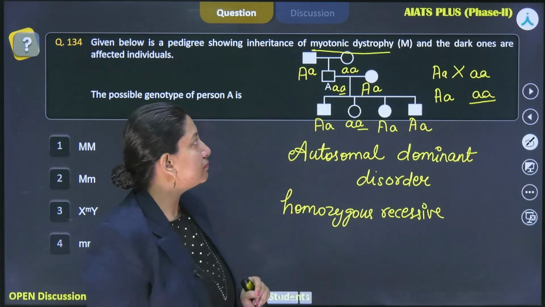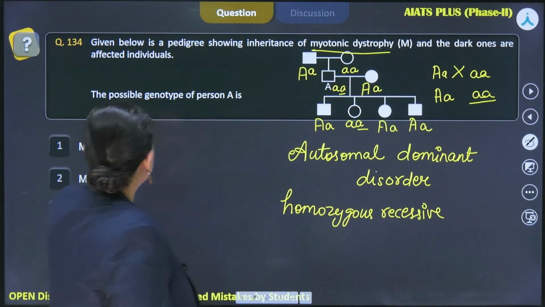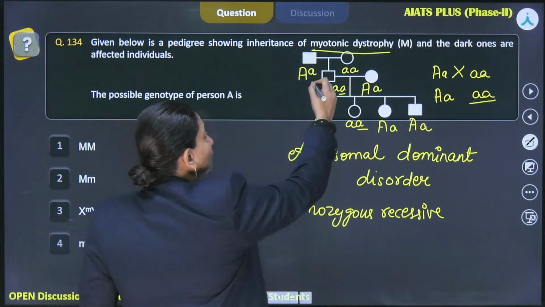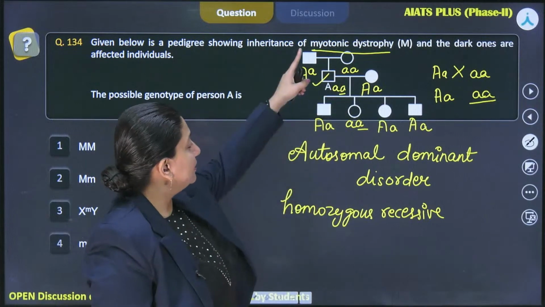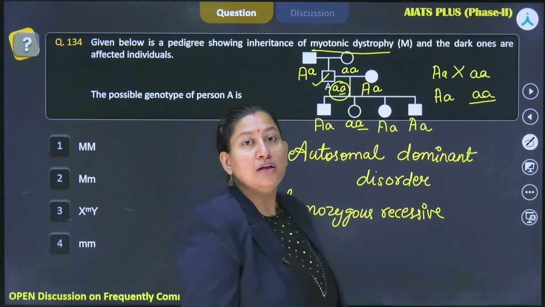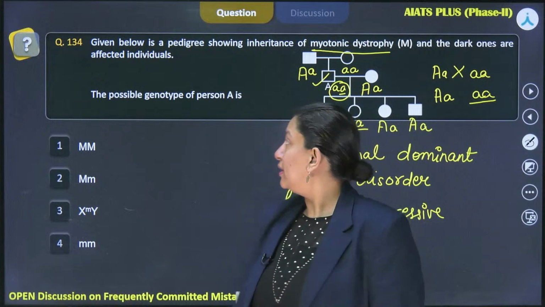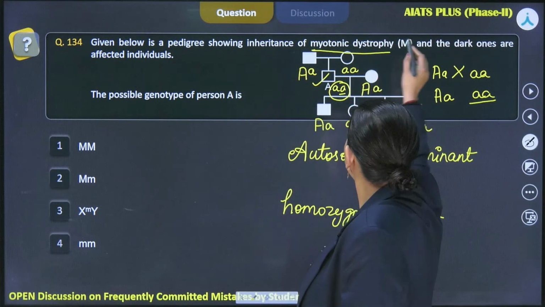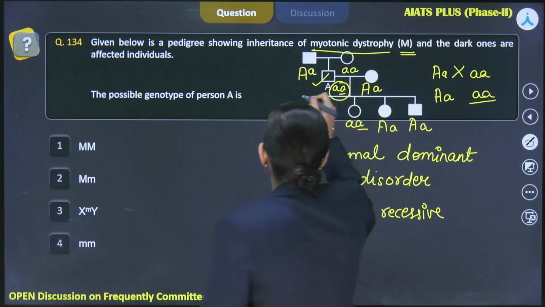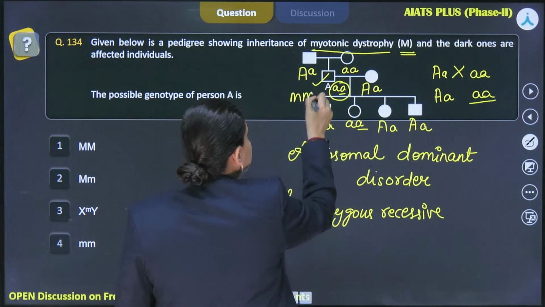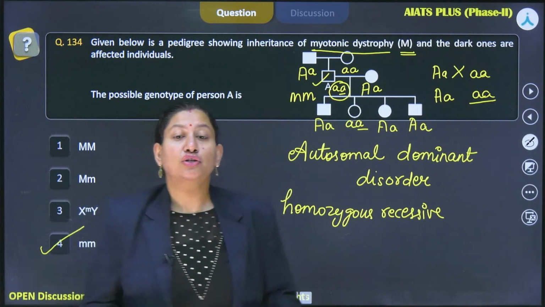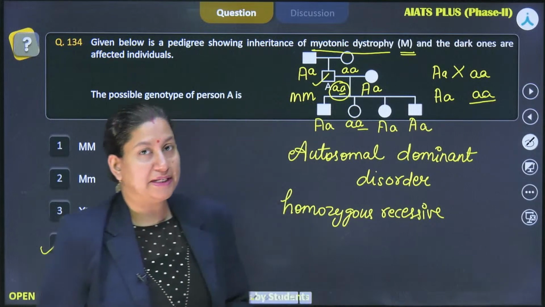Now the question is asking about the possible genotype of person A, and this is person A. As it is unaffected and the disorder is autosomal dominant, the genotype it is going to exhibit will be small a, homozygous recessive. But because in myotonic dystrophy they have taken the allele M, this genotype will be considered as small m. That's correctly depicted in option 4, right? So this is how you will be solving this pedigree.